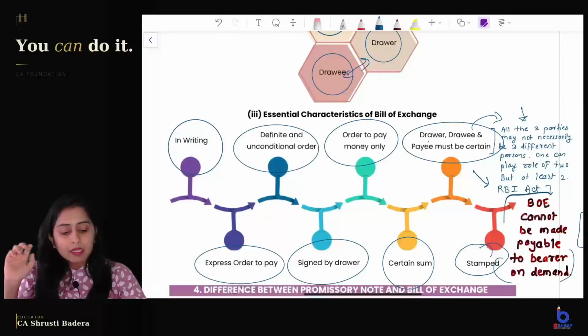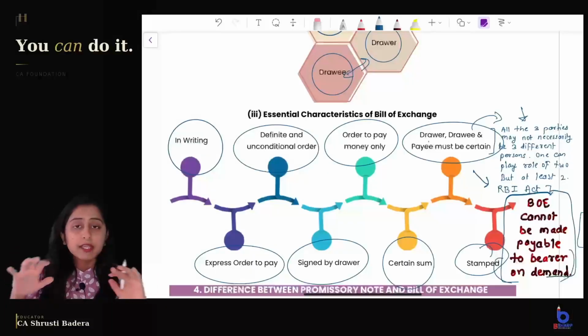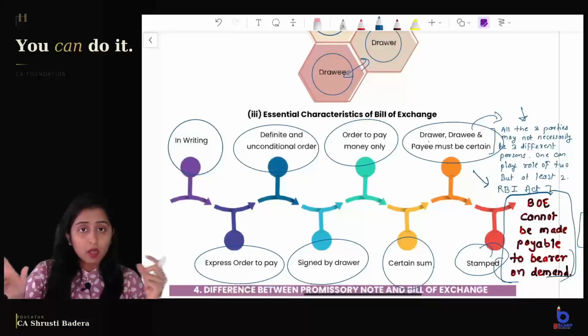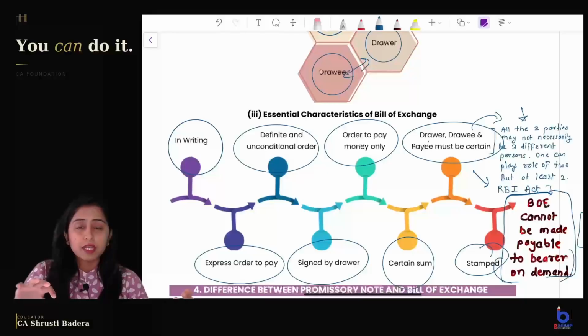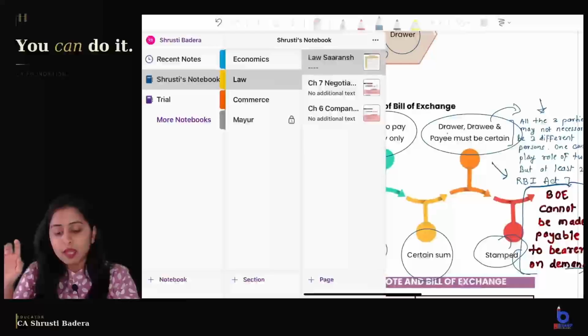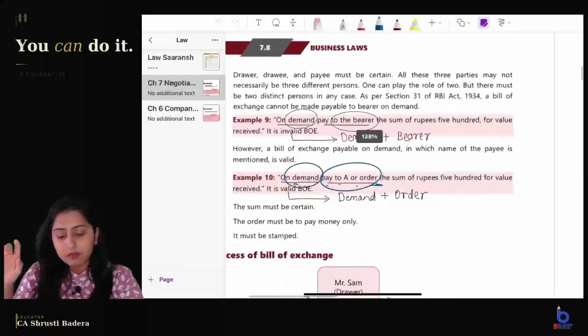As per the RBI Act, a bill of exchange cannot be made payable to bearer on demand. So there can be a bearer on demand and there can be a bearer time instrument as well. So I order Mr. C to pay rupees 10,000. Here it is an order instrument. The name is specified. I order the bearer to pay rupees so and so. This becomes a bearer instrument, and if I say on demand, it becomes a bearer on demand instrument. That is not allowed. Let us look at the examples on page 7.8 and it will be clear.